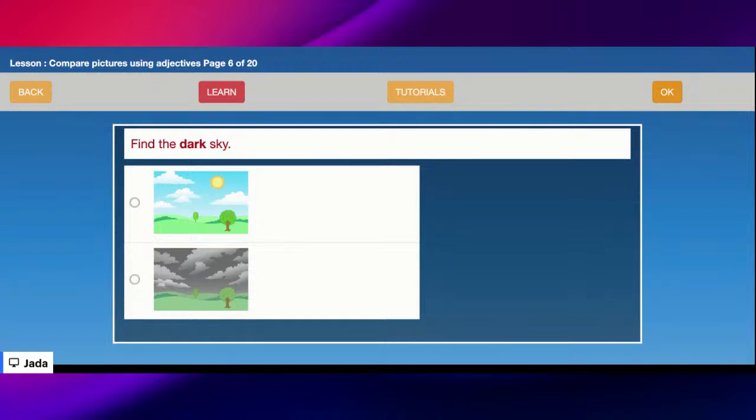Find the dark sky. Which is the dark sky? Which is a dark sky? Which is the dark sky?